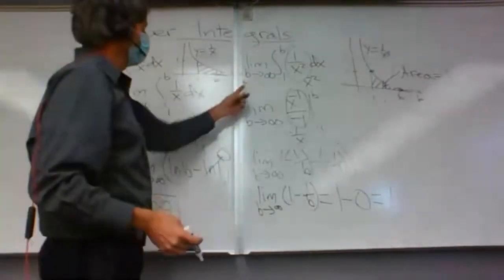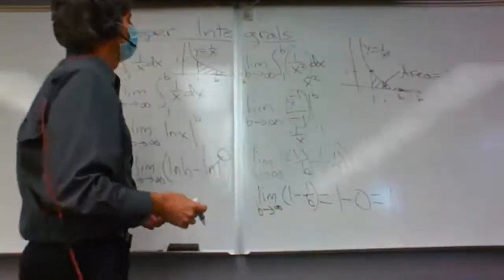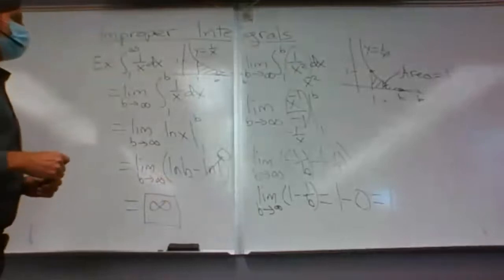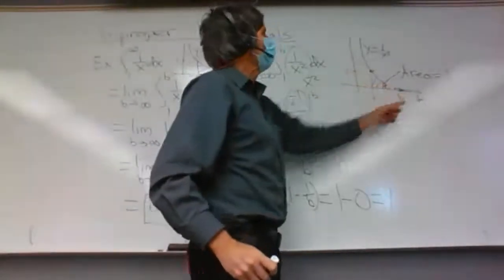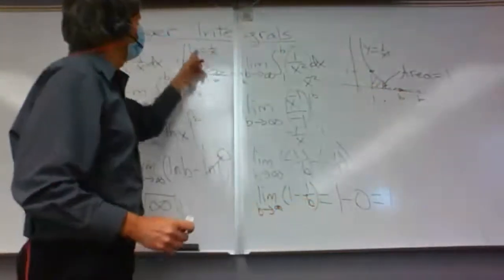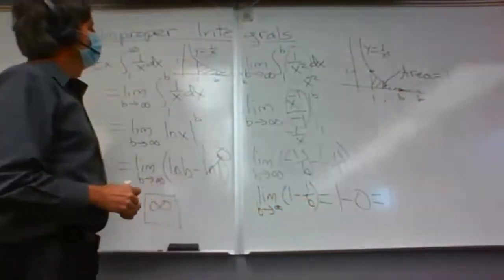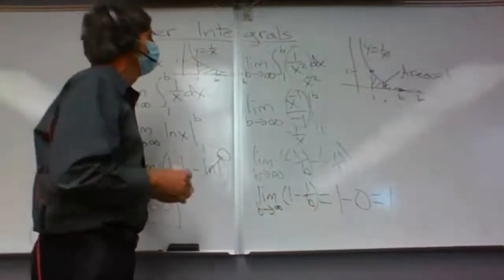You know, 1 to b is ln b. It gets bigger and bigger without bound, right? Some of these can have finite area under here if they drop off fast enough. 1 over x squared drops off fast enough, but 1 over x does not. It's got infinite area underneath.